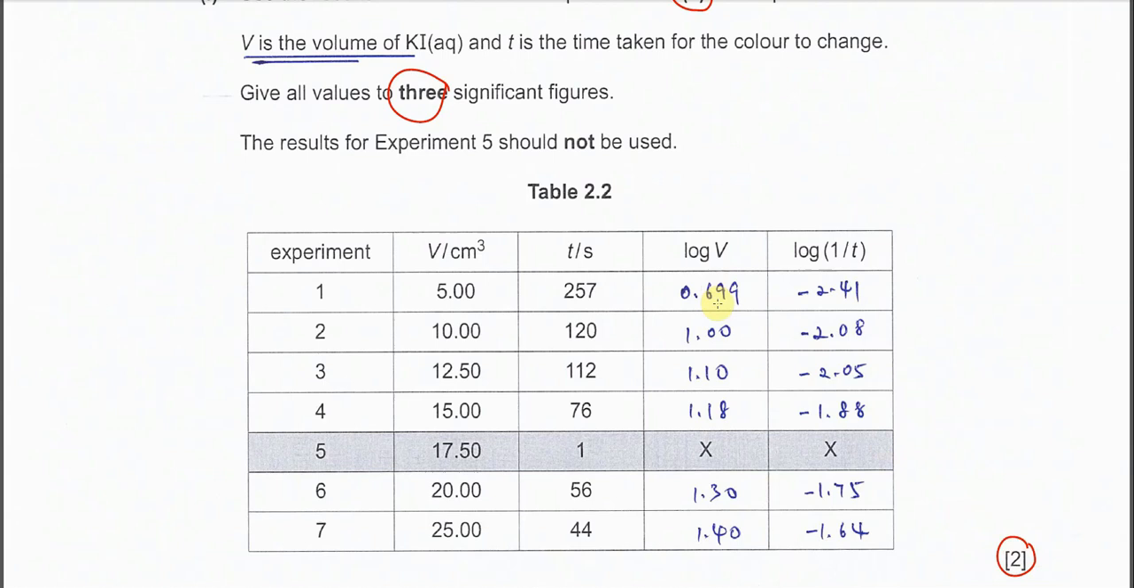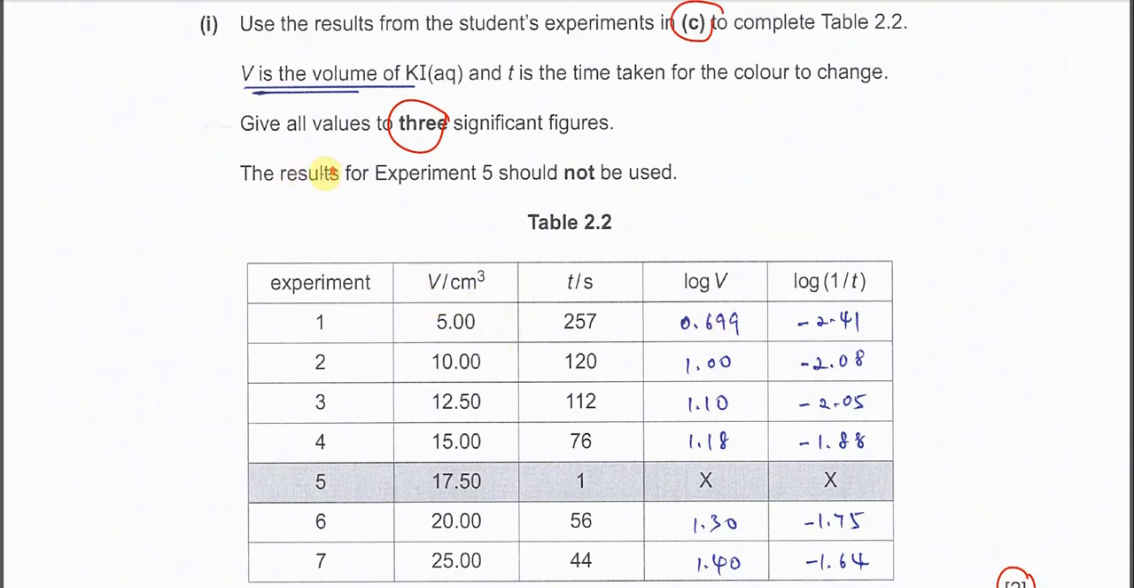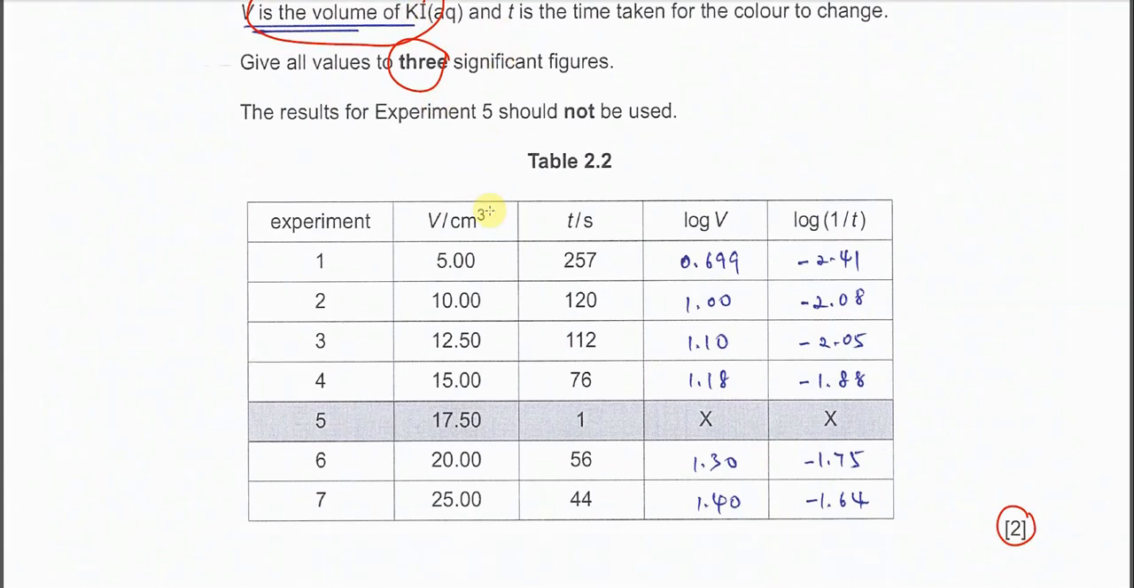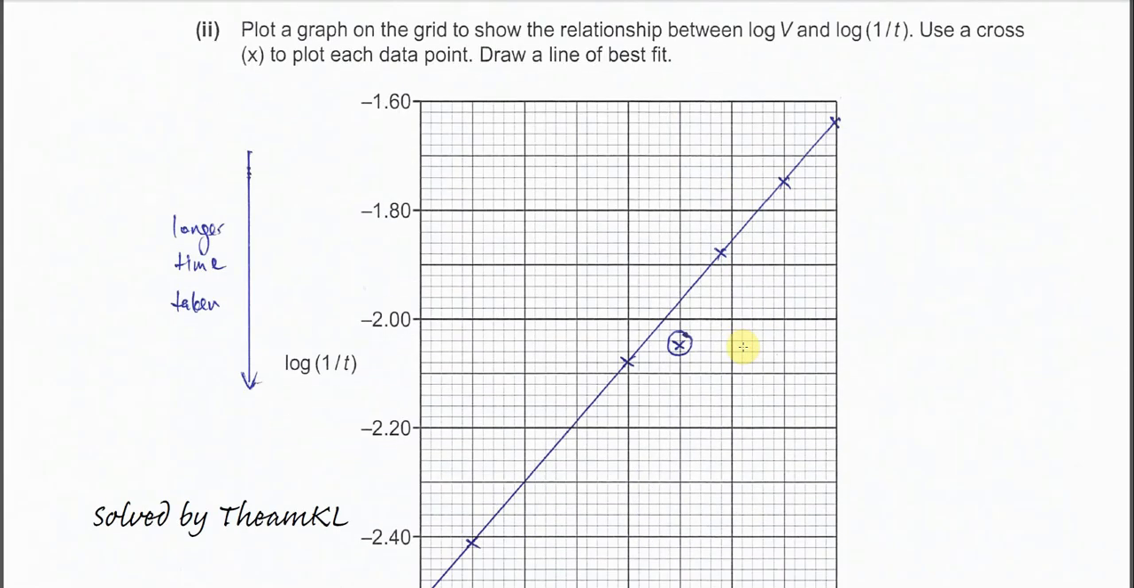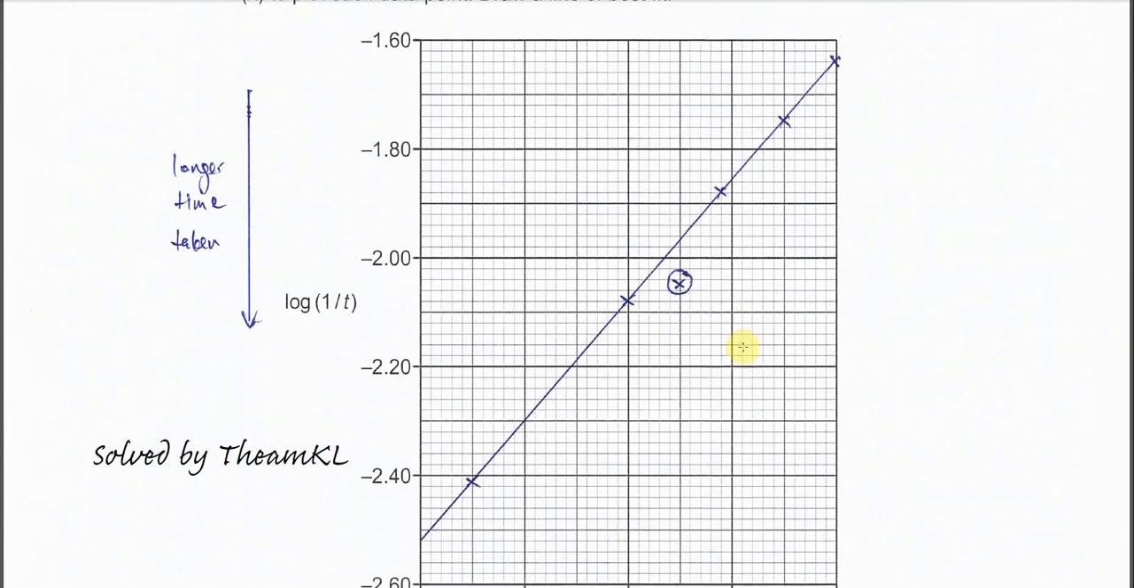Right? Okay, so this one, the V is the volume of KI. From experiment 1 to 7, the volume of KI, and this is the time from the previous table. So log V and log 1 over T, you calculate that. You should get all these values in 3 SF. After that, you try to plot the graphs. Use the values and plot it, right?